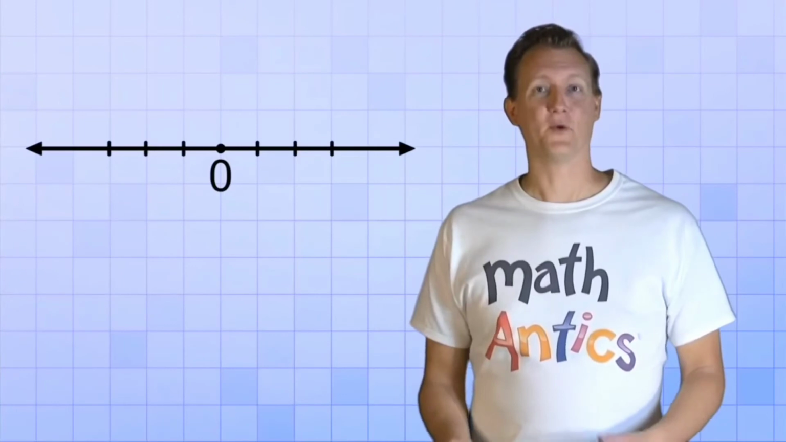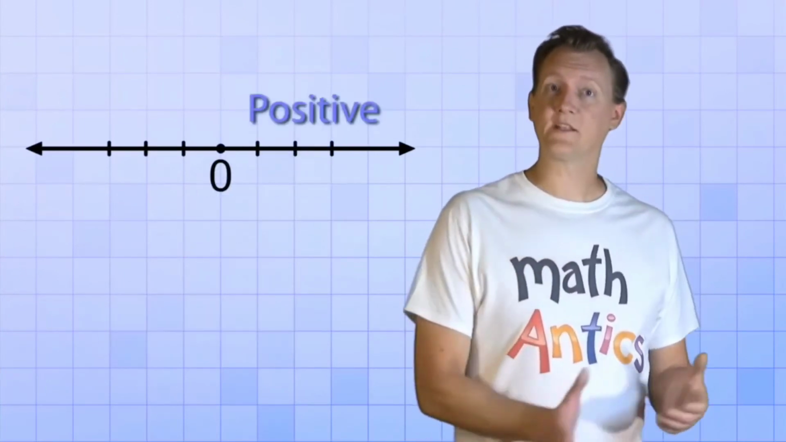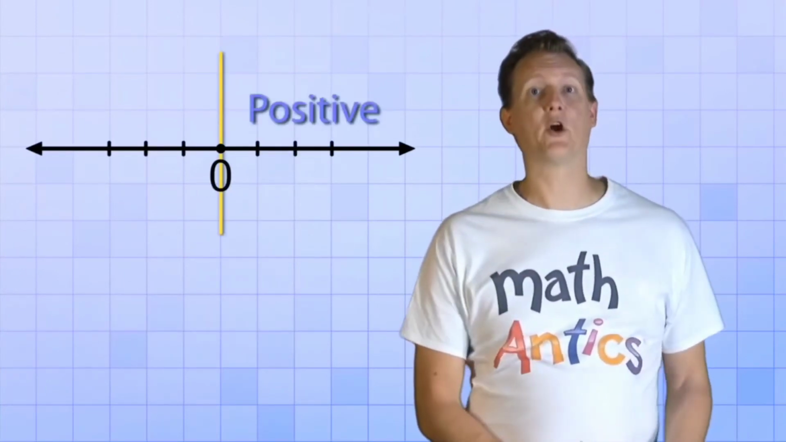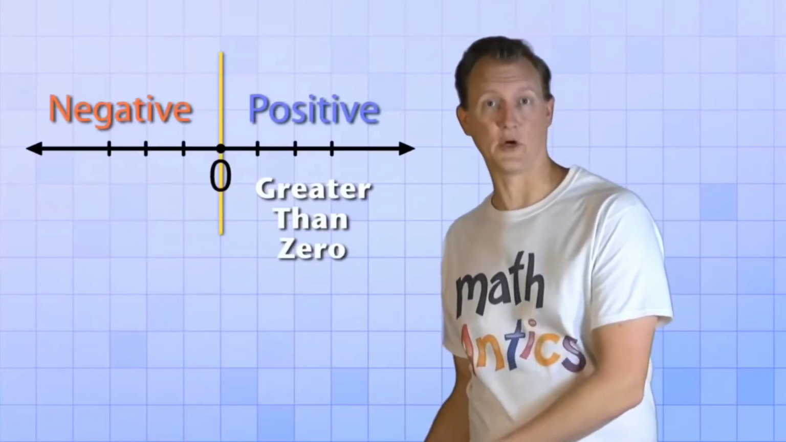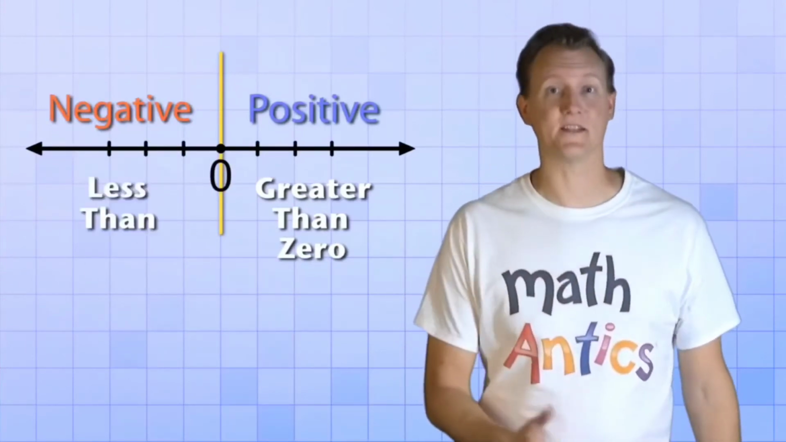Alright, so the positive integers are on the right side of 0 on the number line, which means they're all greater than 0. And the negative integers are all on the left side of 0 on the number line, which means they're all less than 0. Wait, hold on a second. Less than 0? How can any number be less than 0? I mean, doesn't 0 mean nothing? That's a good question. At first, it can be hard to see how there could be numbers that are less than 0.